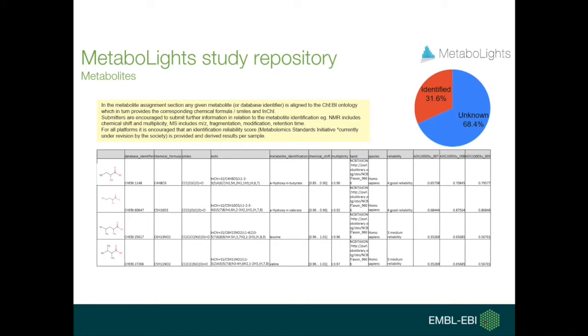The challenge is that many of those metabolites that are submitted to us are not actually known. So of all the metabolites we have in the database, 70% are unknown. So we capture as much data as we can and hope that somebody can come back at a later date and re-identify them. Again, that's why it's really so important to have the raw data.